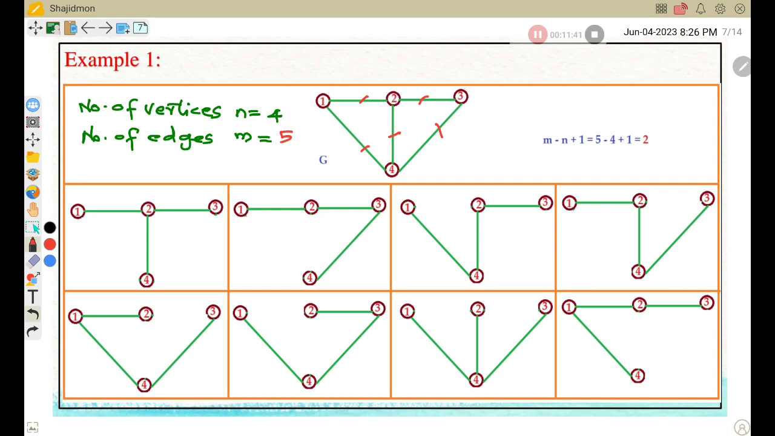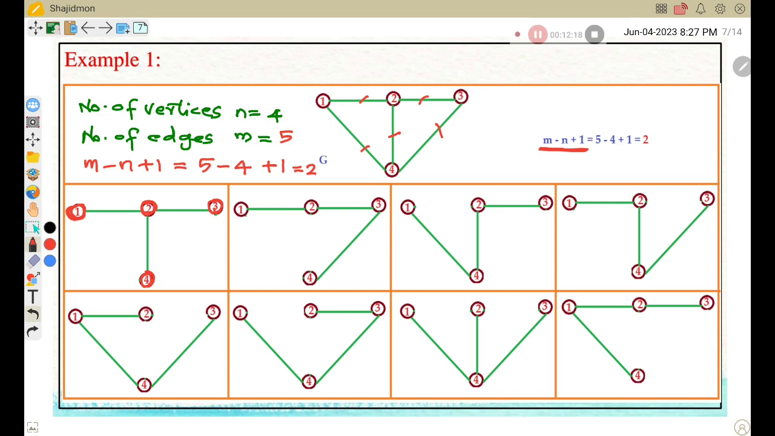Now, from this graph, I need to create the spanning trees. So spanning tree means, what is the condition? All the vertices should be there, correct? So I can draw the first spanning tree, 1, 2, 3, 4. I am keeping all the vertices here, because it should have all the vertices in the spanning tree. Now, how many edges we need to remove from this graph? We have the rule m minus n plus 1. What is m here? 5. Minus, what is n? 4. Plus 1. So 5 minus 4 plus 1 equals 2, correct?